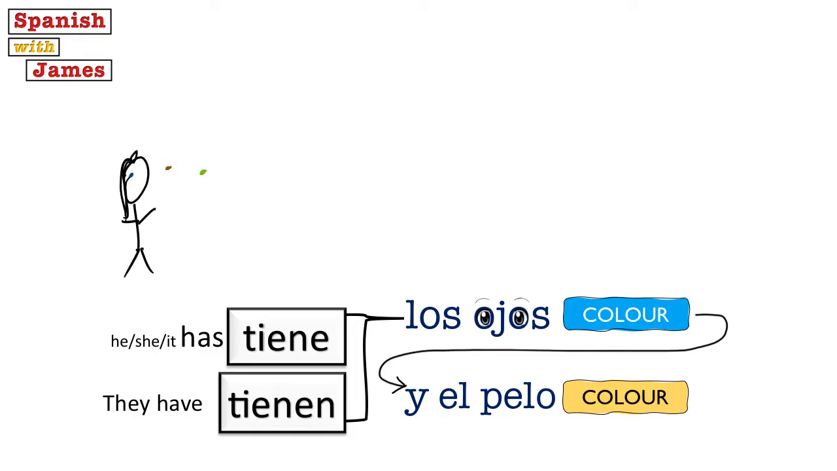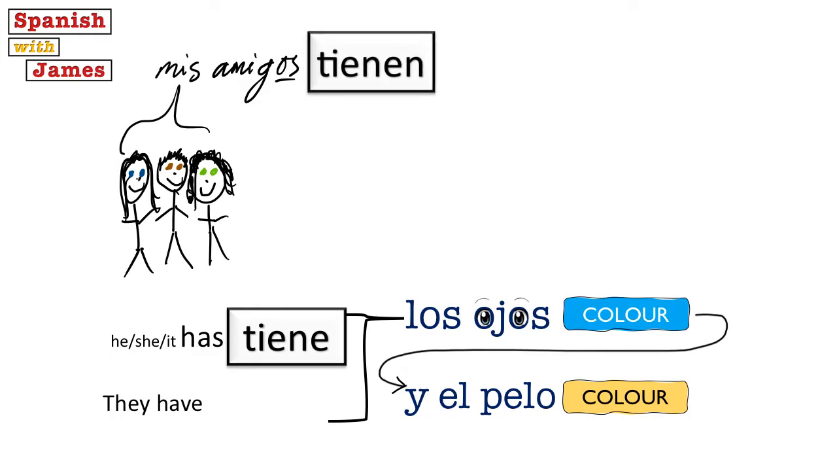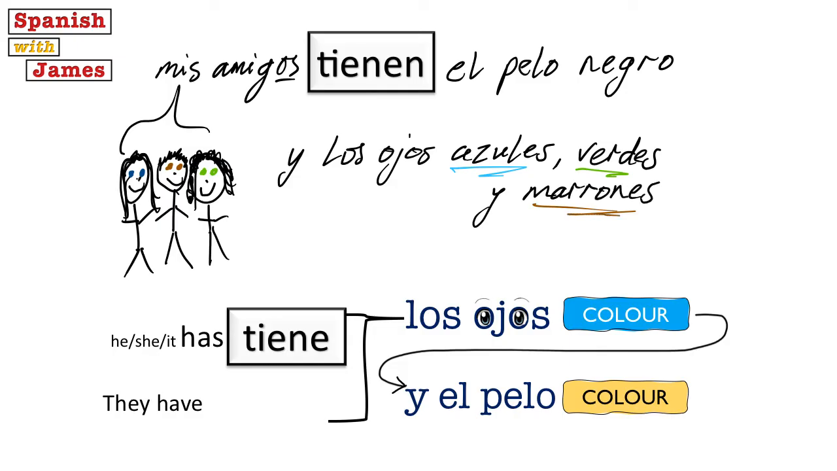Okay, another example. Now instead of one person, we've got a group of people. These are mis amigos, my friends. And I've underlined the OS to remind us that it's plural. It's a group of people, there's more than one. So is it going to be he, she, it has, or they have? Because it's more than one person, we need to use this form. Mis amigos tienen, so we have an N on the end this time. Mis amigos tienen el pelo negro y los ojos azules, verdes y marrones. So my friends have black hair and blue, green and brown eyes.